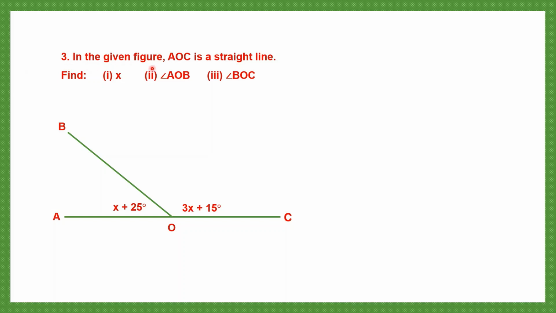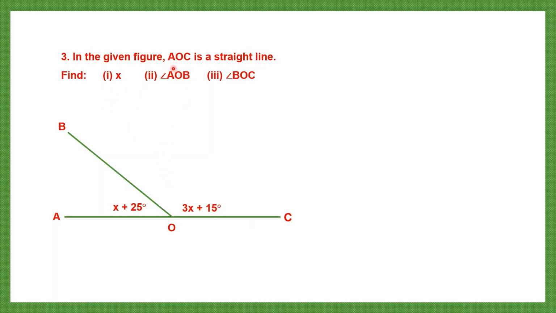Question 3. In the given figure, AOC is a straight line. Let's see. AOC. Yes, as you can see, it forms a straight line. Now find, question 1 is x. Find x. This is given to us. We need to find x. Then we have to find angle AOB, that is this angle, angle AOB. And then angle BOC, which is this angle, angle BOC. So now first thing we need to do is find x.